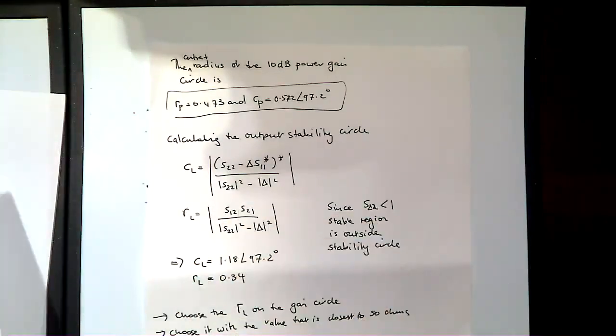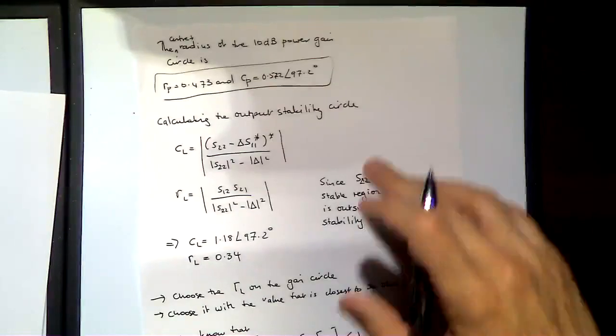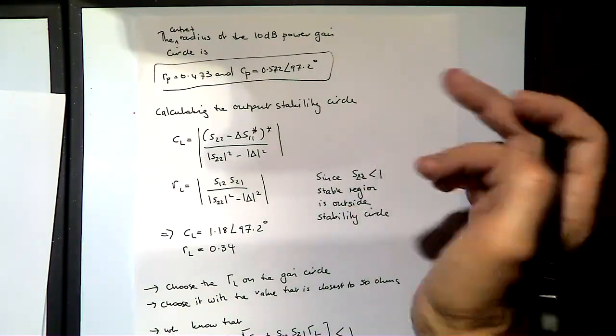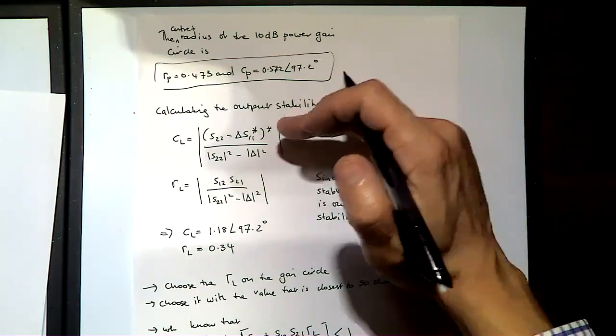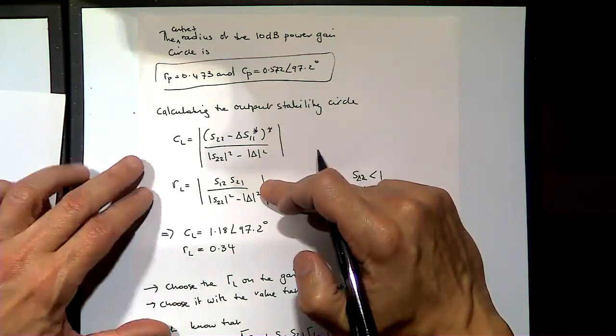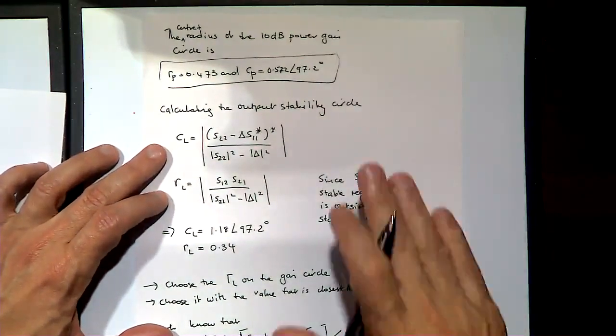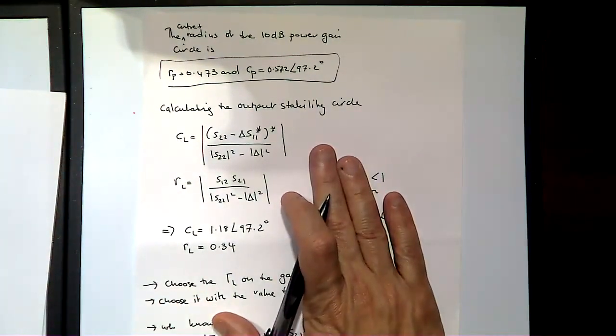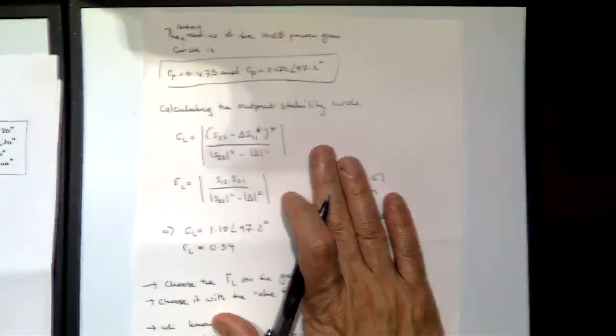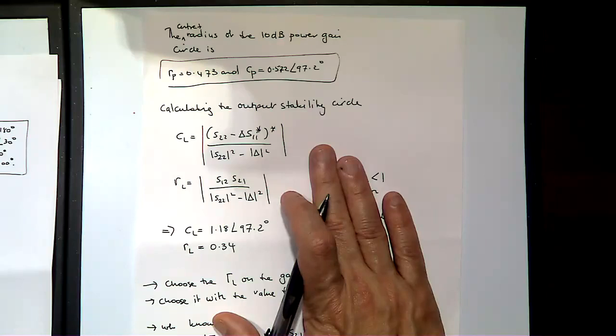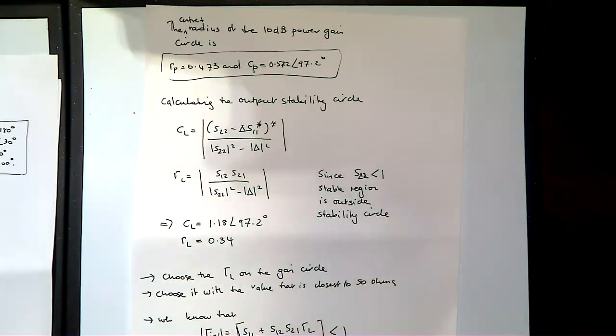In this particular case, we start off by drawing the load stability circles, so we draw CL and RL. We work out the center and the radius. Is the stable region going to be inside or outside the stability circle? The stable region is outside the stability circle, because of S22 in this particular case, since we're looking at the load.